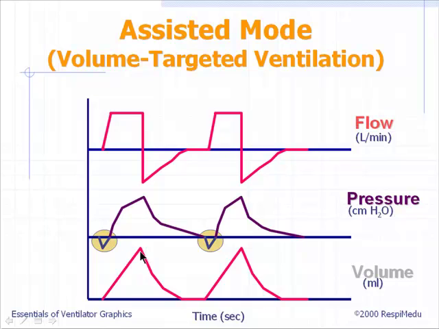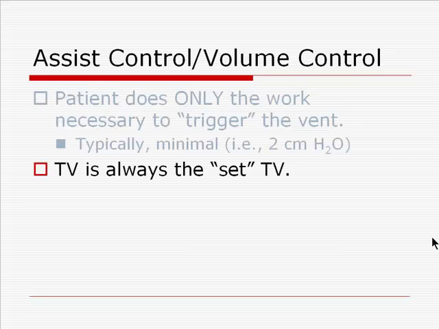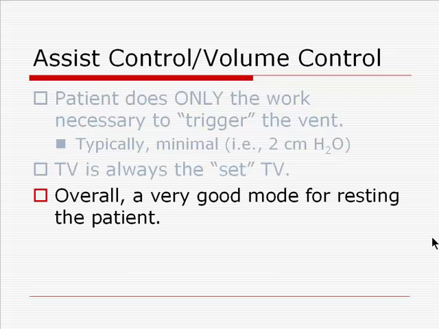Once the breath has been delivered, the valves open, the breath is exhaled, and there is negative flow rate. These circles illustrate the patient triggering, and as you can see, the flow rate, the pressures, and the tidal volumes are consistent from breath to breath. In assist control, the only work that the patient ever has to do is simply that minimal amount necessary to trigger the next breath. The tidal volume is always the set tidal volume, and overall this is a very good mode for resting the patient right at the time of initiating mechanical ventilation.